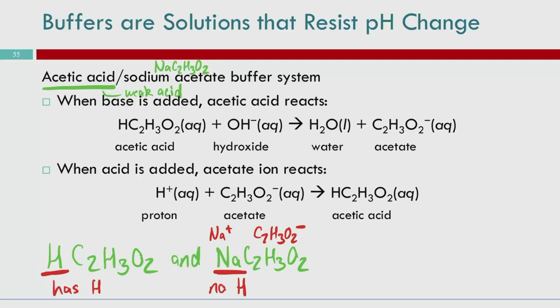So if we have both of these things together in a solution, significant amounts, if we add a base, our acetic acid has a proton that it can get rid of to neutralize the base.